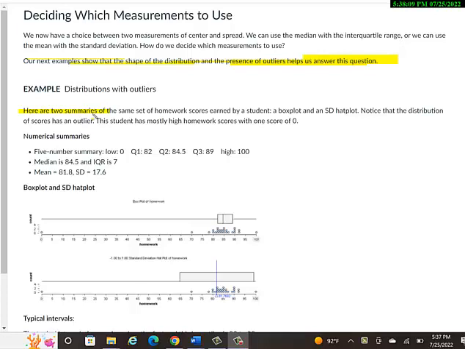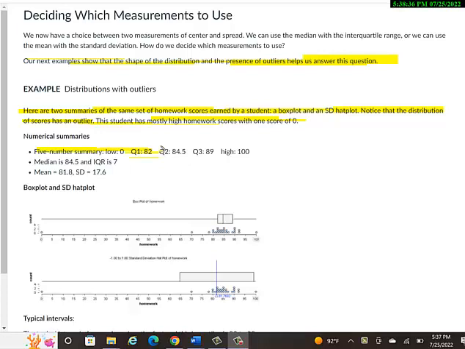Let's see. Here are two summaries of the same set of homework scores earned by a student, a box plot and a hat plot. Notice that the distribution of scores has an outlier. This student has mostly high homework scores, but with one score of 0, which is fine. Yeah, you miss one homework, you're probably okay. So in the 5-number summary, the lowest score was 0 because they just didn't do that homework, they missed it for whatever reason. But quartile 1 ends at 82. That's a B. That's pretty good.